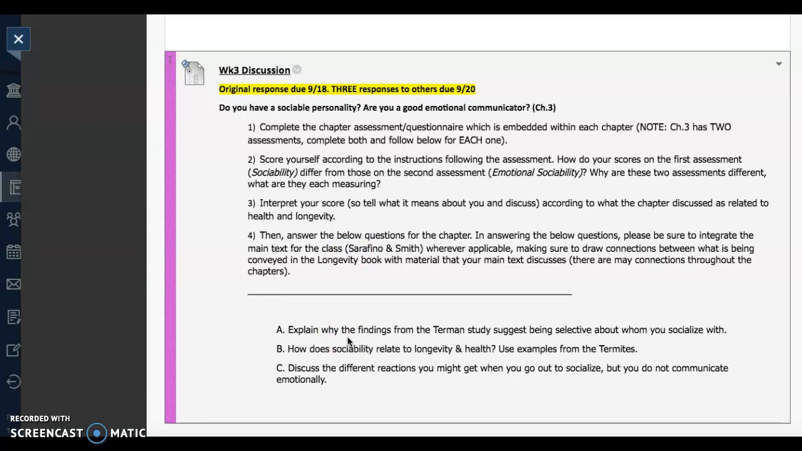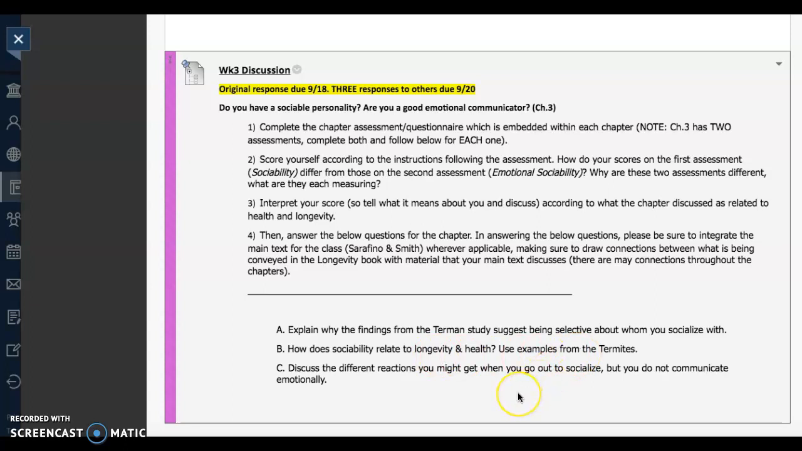What did they suggest about being selective with whom you socialize with? Why is that important? How does sociability relate to our longevity and health? Give me some examples. Tell me about some of the termites. Who were they? How'd they fare?